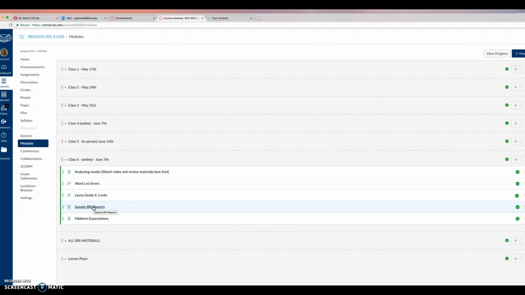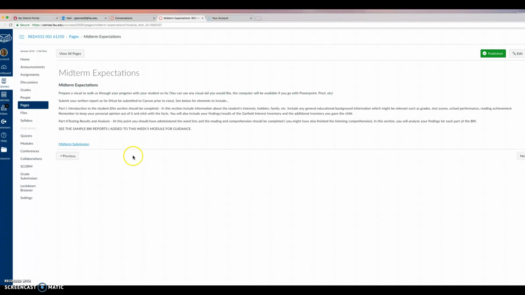I also added in, so I guess we'll move into the midterm discussion here. I posted the midterm expectations because I know we talked last week about the visual. Some of you are really good at checking over the syllabus and looking at the sections in the report, because it does say that the written report part, whatever you have done so far, is also due. So, as you can see, you will create a short visual for us just to give us an overview of your child and what you've done so far.